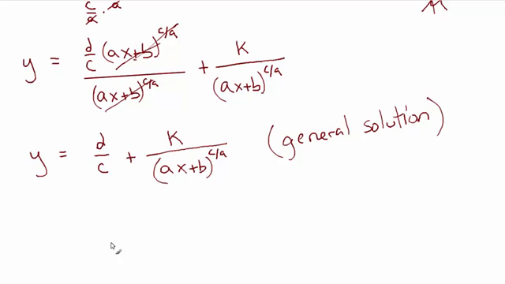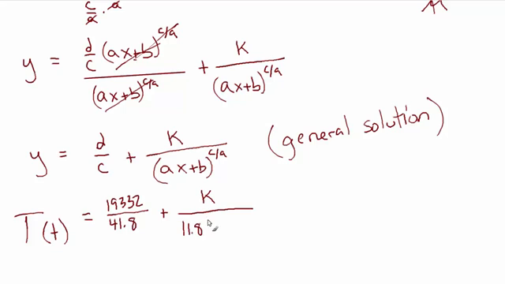And of course, if you want to put this back into more tangible terms, since it describes a real physical situation, it's not just a math problem. y is the temperature in terms of time t, which equals d over c, 19,332 divided by 41.8, plus arbitrary constant k over (11.8 t plus 600) raised to the c over a, which is 41.8 over 11.8. And that's the general solution to the differential equation.